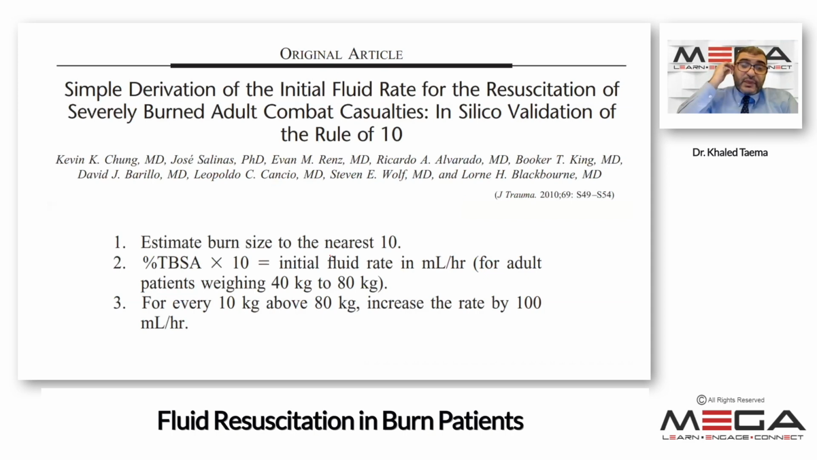From this point, some authors try to simplify the calculations for the fluid resuscitation used. One of them is the use of the rule of 10, with the estimation of the burn size and then multiplying it by 10 to detect the fluid rate of administration if the weight is between 40 and 80 kilograms, and for every 10 kilograms above the 80, you will increase by 100 milliliters per hour.